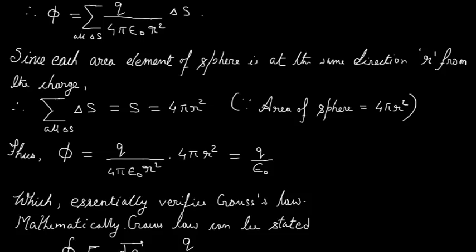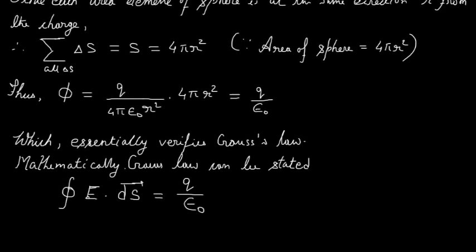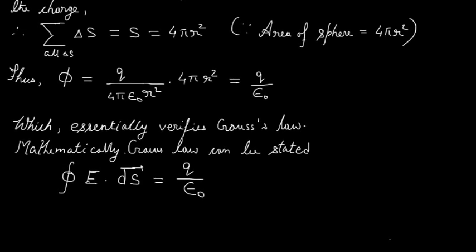Thus, phi is equal to q by 4 pi epsilon naught r square multiplied by 4 pi r square. We cancel out 4 pi r square by 4 pi r square, and q by epsilon naught is left, which essentially verifies Gauss law. Mathematically, Gauss law can be stated as the integration of E dot dS is equal to q by epsilon naught.